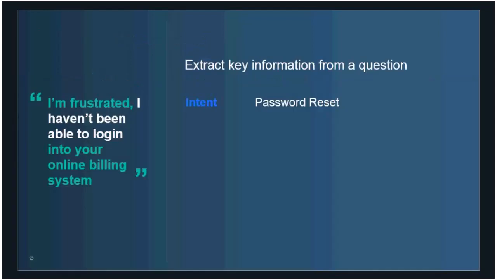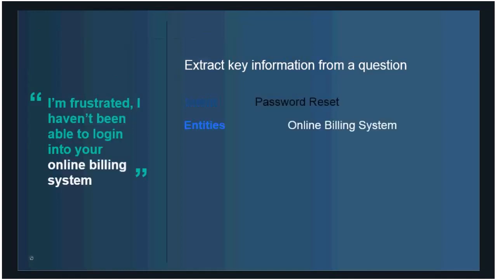Once I take that intent, when I see brand new questions, I can extract that information. So in this case, I see a question that says, I've been frustrated, I haven't been able to log into the online billing system. We've identified that this is clearly a password reset. This is a question that Watson has never seen before, but it's identifying the same kind of intent. The next thing it'll do is identify entities. So entities are typically nouns.